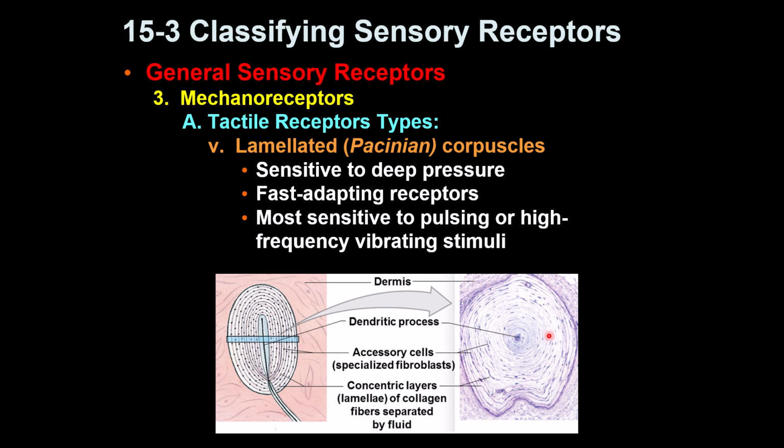So they are phasic also, but they are important for high grade vibration, or deep, very deep pressure. Phasic, again, similar to the Meissner corpuscles, but the location is a little bit different.